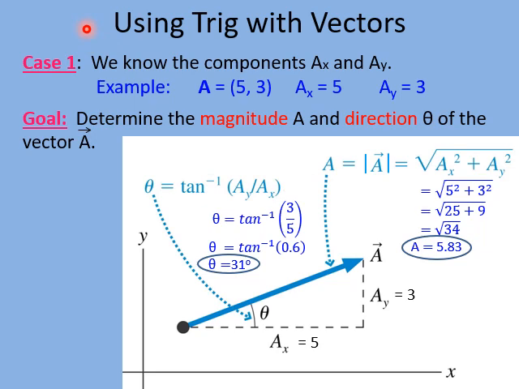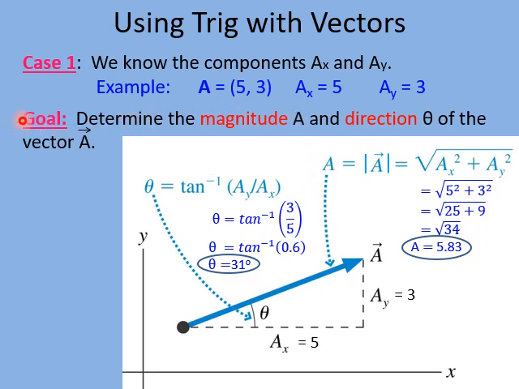All right, so let's look at some examples of using trig with vectors. We're going to look at three different cases depending on what information is given to us and what we're trying to find. For the first case, case one, let's say we know the two components of the vector, a sub x and a sub y. In our example, let's say A is given by the components 5 and 3. Remember what that means. Here's vector A. The length of A along the horizontal is 5. That's our x component. And the y component is the vertical height of the vector A, which is 3.